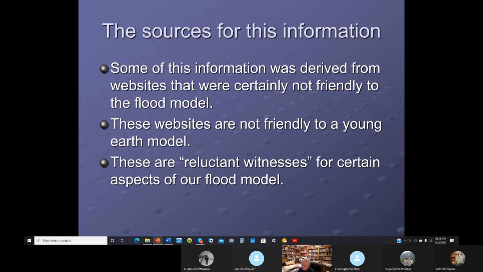So these are reluctant witnesses. And in fact, when the enemy admits that you have the truth on something, that's pretty strong evidence that you have the truth on it. Okay. So we have reluctant witnesses.